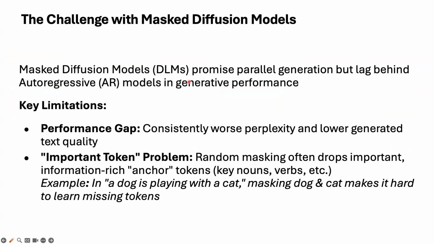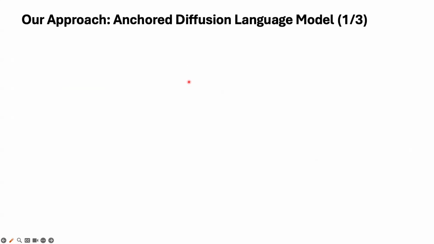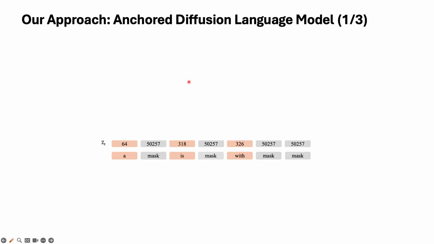And as I said, the key problems here are, first, an empirical performance gap: worse perplexity and lower generated text quality. The second issue is the important token problem, which is that random masking could actually drop important, rich words such as nouns and verbs. In the sentence "a dog is playing with a cat", if cat and dog are masked early in the diffusion process, it is very hard to figure out the rest of the sentence, even if I know "a" and "this". So what we developed is something called the anchored diffusion language model.